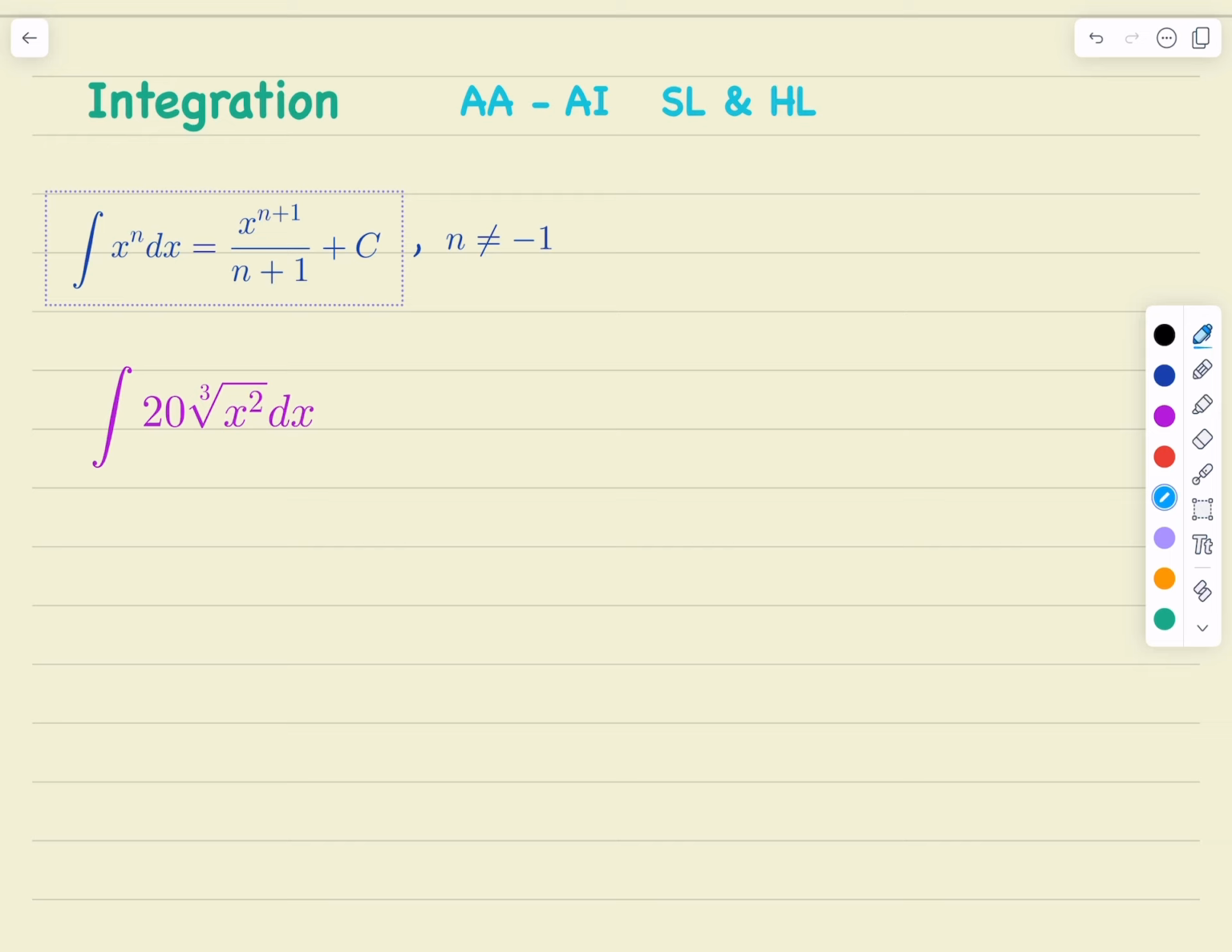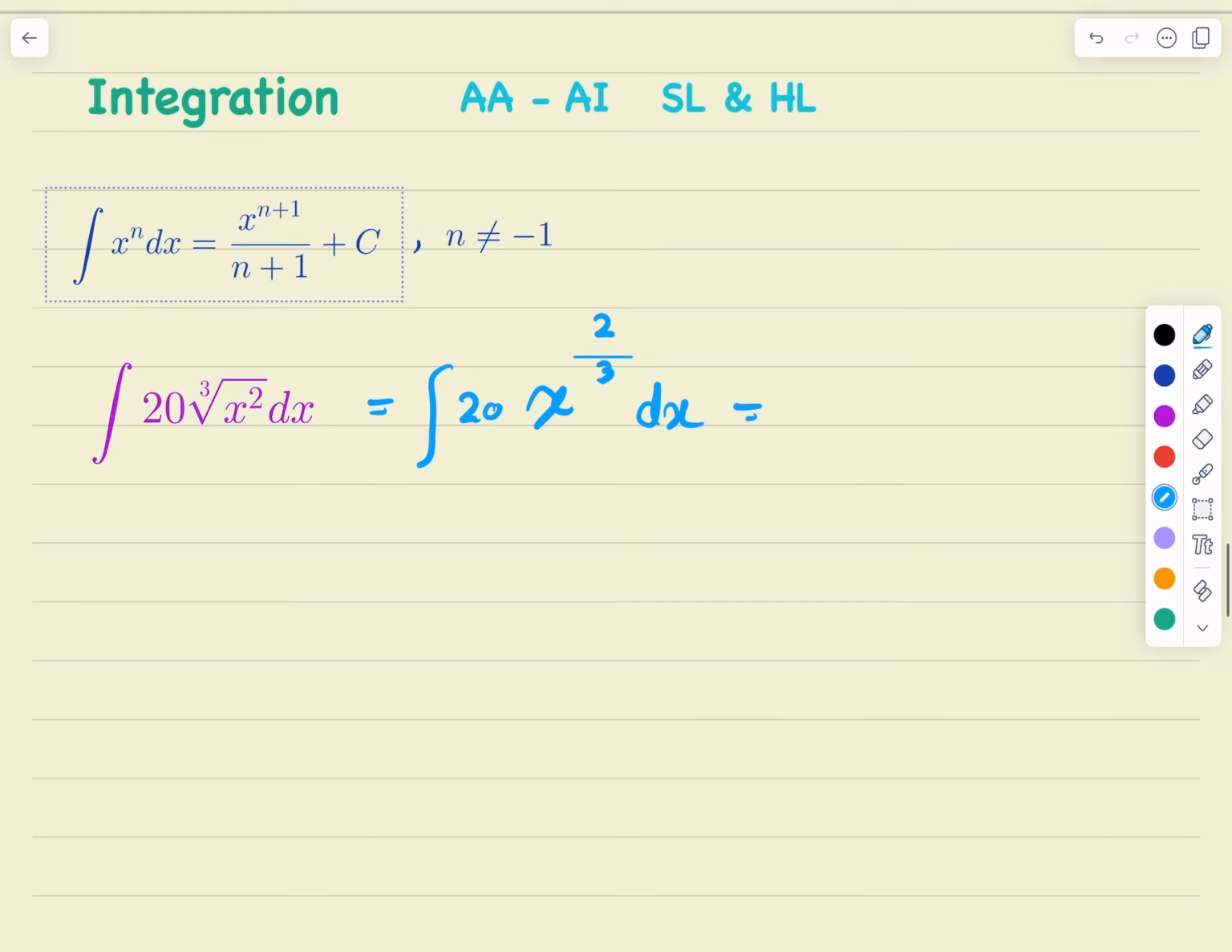Here we have the integral of the cube root of x squared. First, we will write it in the power form. x can be changed into a fractional power, the inside 2 divided by the outside 3. So the inside 2 by the outside 3, all of that now multiplied by dx.